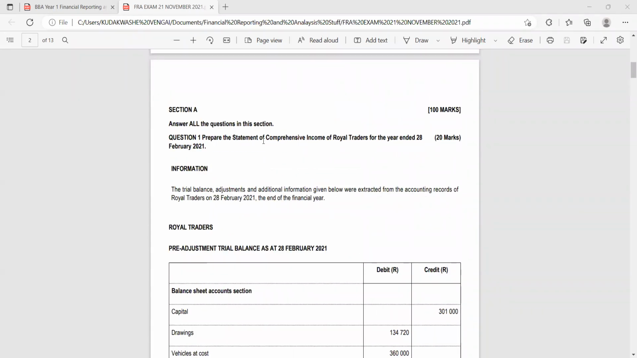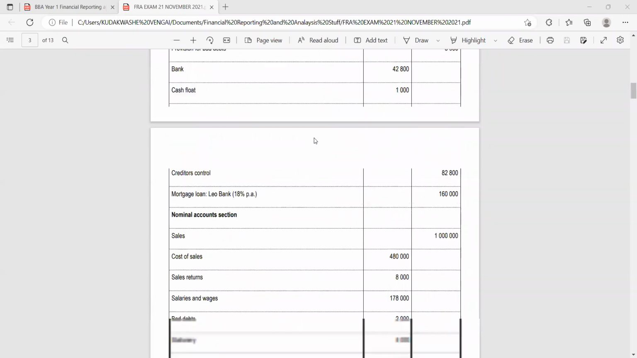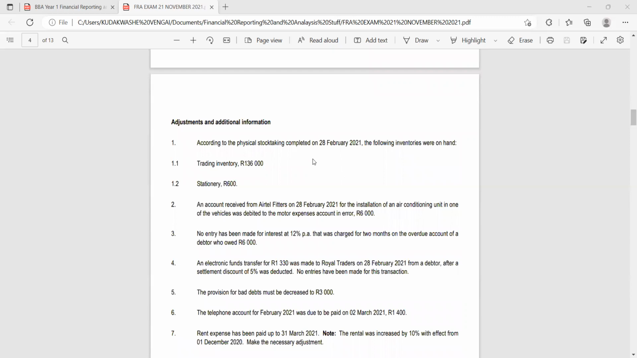Question number 1 says here, prepare a statement of comprehensive income. So it needs you to prepare a statement of comprehensive income. A statement of comprehensive income is just a summary of the financial performance of an organization. So that's what you've been asked to prepare. So you're going to use the trial balance, you're going to use the additional information. So you can see there's a lot of figures and a lot of numbers.